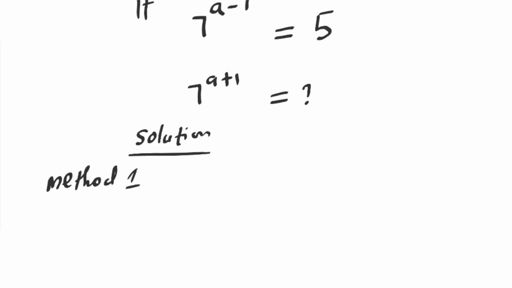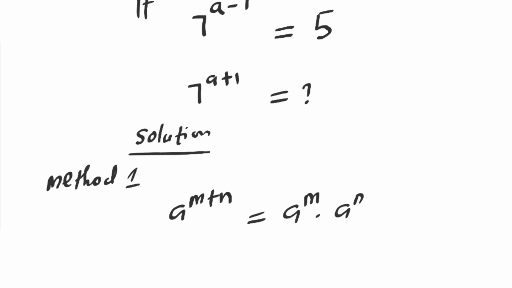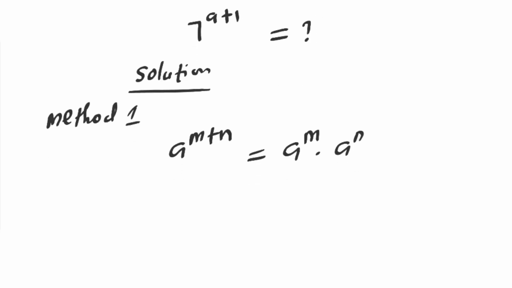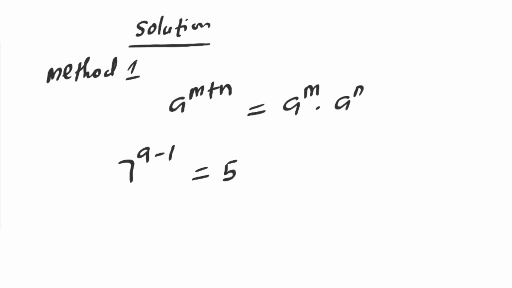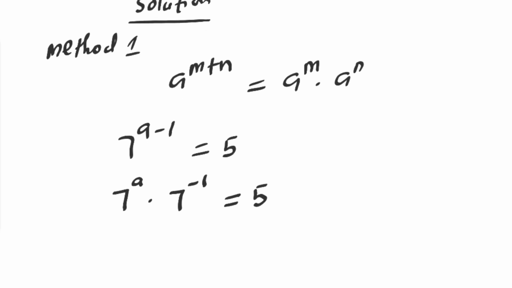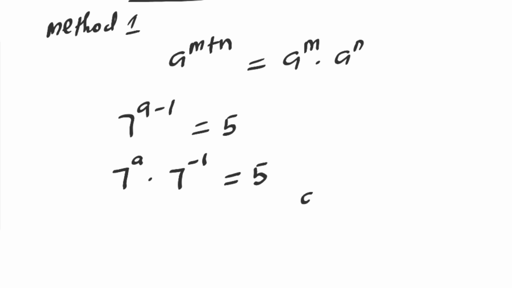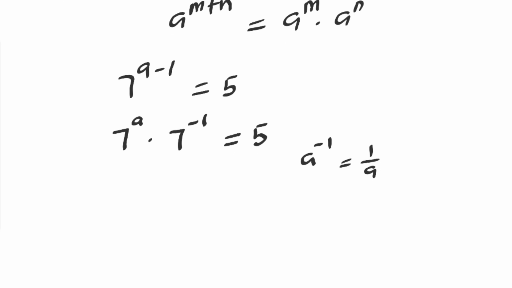Take note of this, that if you have a raised to power m plus n, this is equal to a raised to power m multiplied by a raised to power n. Then here we have 7 raised to power a minus 1 is equal to 5. This is the same thing as 7 raised to power a multiplied by 7 raised to power minus 1 is equal to 5. Then take note of this, that if you have a raised to power minus 1, this is equal to 1 over a. Then if you have x raised to power minus 1, this is equal to 1 over x.